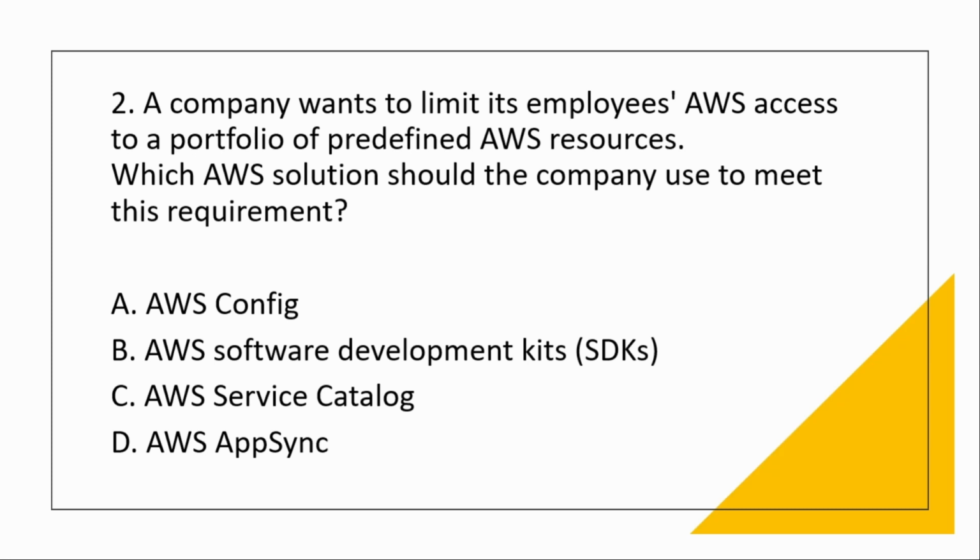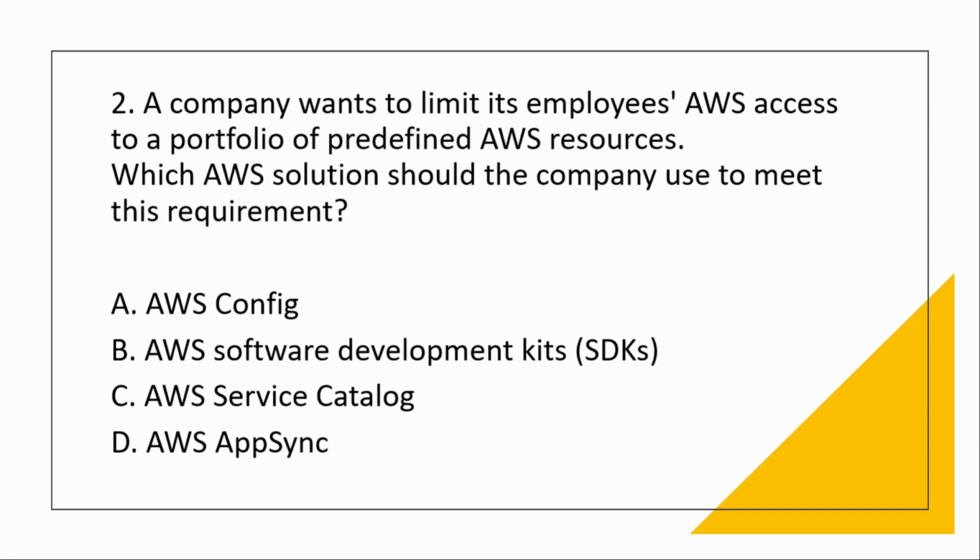Config is used for configuration of services, not for this portfolio kind of structure. SDKs are a set of libraries which help you build AWS-friendly code in your language like Java, Python or something. Service Catalog. Yes, Service Catalog is the one which allows the organization to create and manage catalogs of IT services that are approved for use on AWS. Okay, so this is our answer.